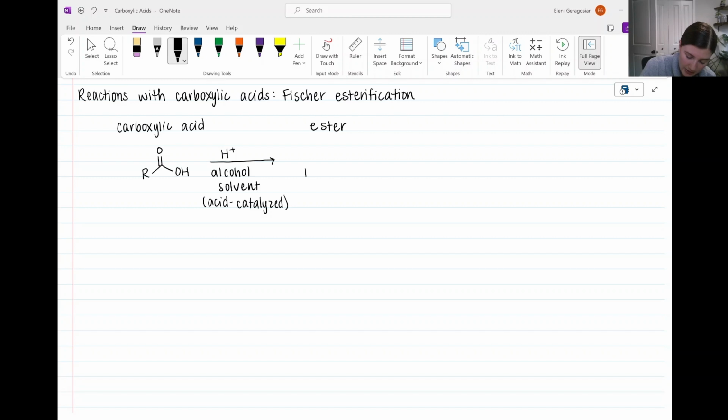And an ester is a functional group where we still have a carbon double bonded to one oxygen, bonded to another, and then that oxygen is bonded to a carbon chain. And so that carbon chain comes from the alcohol. So different alcohols will produce different esters. So here's an example.